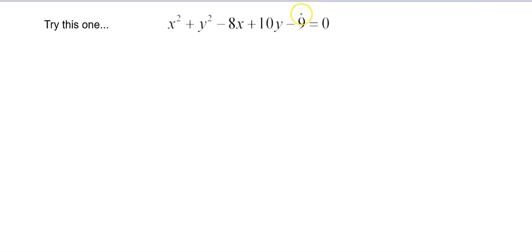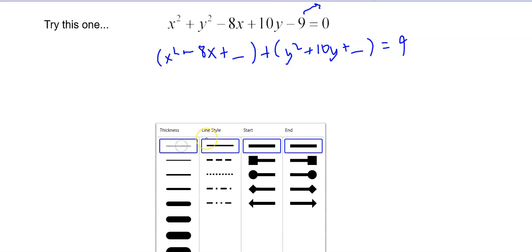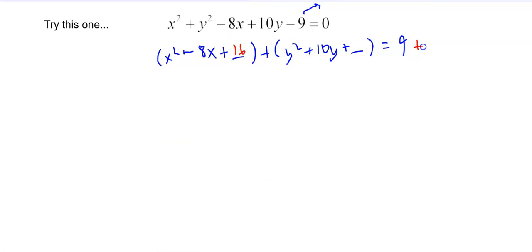Again, most of my students find this, if they've got the other complete the square stuff, a piece of cake. In fact, this isn't that difficult of a problem. X squared minus 8x plus blank, plus y squared plus 10y plus blank, equals positive 9 when I add 9 to both sides. So I need to add half the middle term squared. Half of 8 is 4, 4 squared is 16, so add 16. And half of 10 is 5, 5 squared is 25, so I'm going to add 25.